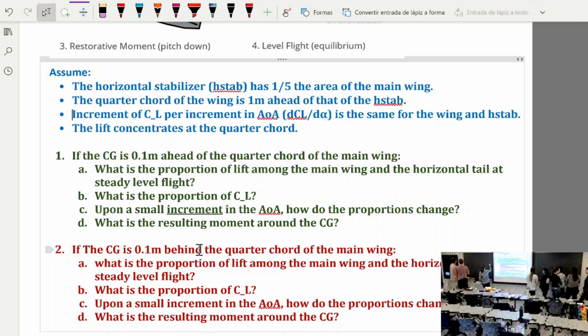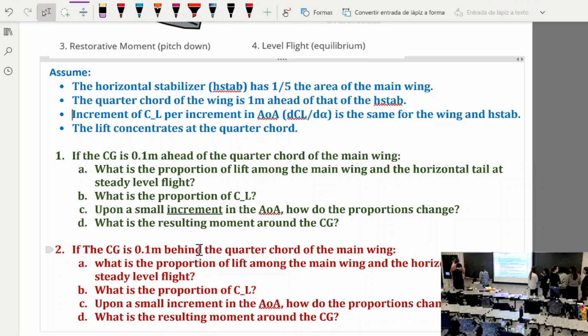Never mind, we figured it out. Wait, for the unstable case, L1 over L2 is positive. Yes, exactly. Wait, would it have to be the thing? 5, and then a small increment. Well, the small increment means this will get bigger, and this will get smaller. This will get bigger, this will get smaller.